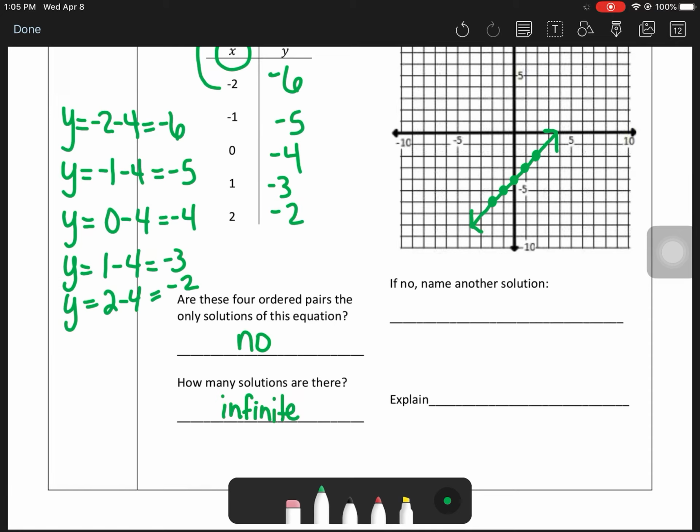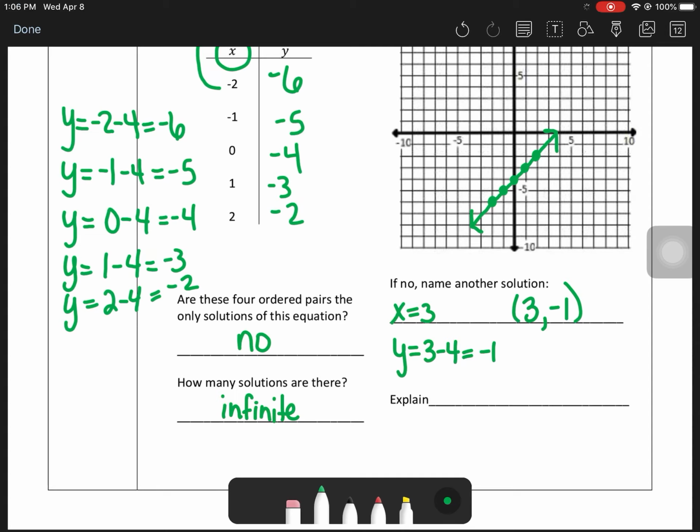Can we name another solution? Sure, you could pick any other X value. Let's say X equals 3. So I'm going to plug that into the equation. Y equals 3 minus 4, and that's going to be -1. So here's another solution, 3, -1.